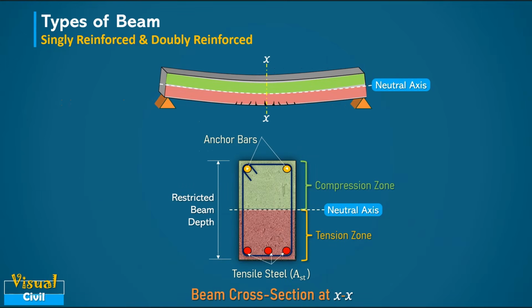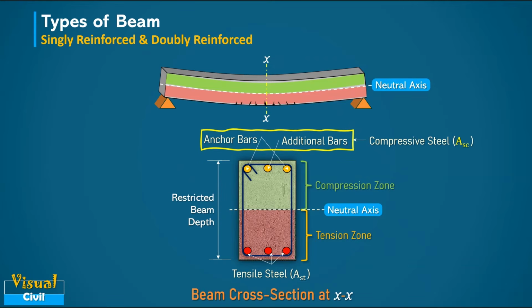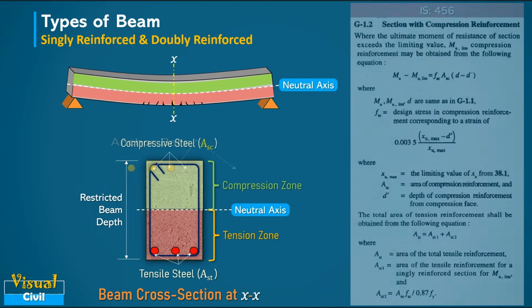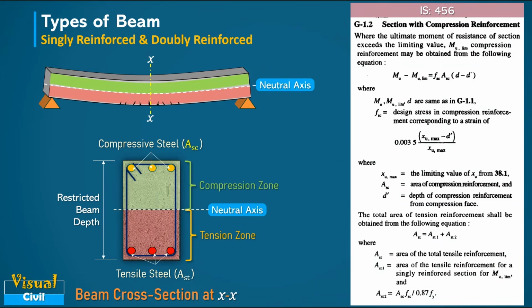But when the depth is restricted due to some practical situations, we need to place additional reinforcement in the compression side to take care of the compressive stresses. In this case, the moment of resistance is calculated using steel in both tension and compression zones along with concrete in compression. This gives rise to doubly reinforced beam. Because reinforcement is present on both tension and compression faces, doubly reinforced beams are especially useful in the situation where reversal of the stresses may occur.